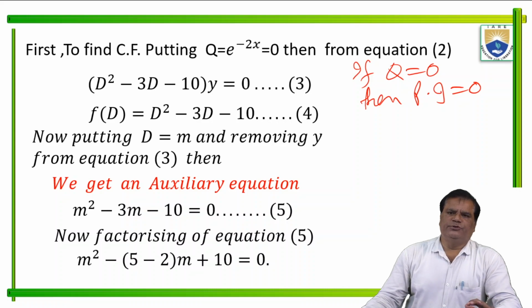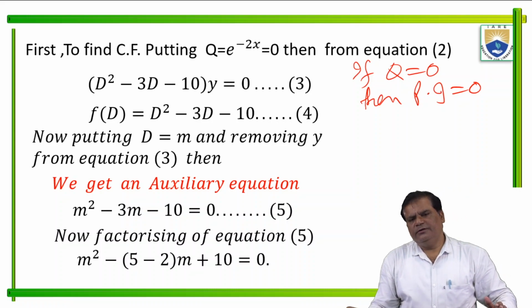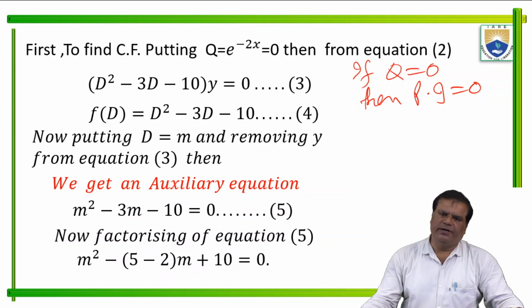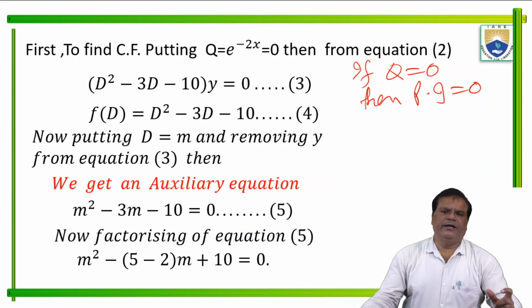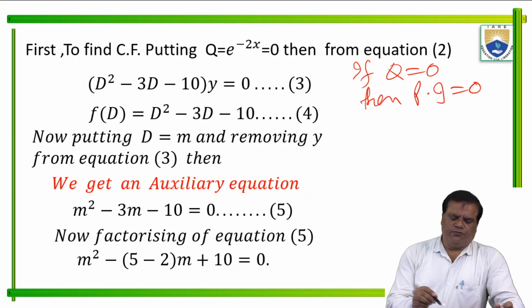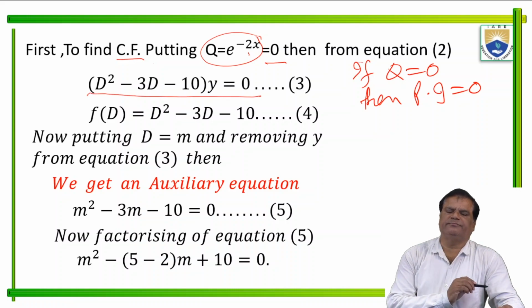So here in our question Q is given, so there are two parts of the solution. One part is the complementary function, the other part is the particular integral. So first we find the CF, the complementary function. To find the complementary function, what we are doing here is putting Q, which is e to the power minus 2x, equal to 0. Then equation 2 becomes this.